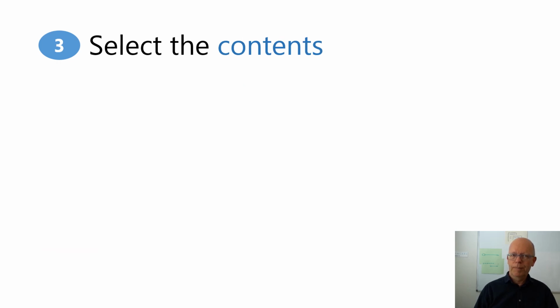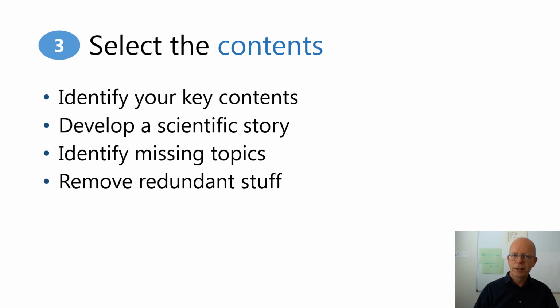When you prepare, you also select the content. So you have to figure out your key content, make this core scientific story, figure out, is there anything I'm missing? For instance, my hypothesis, or should I remove something which now is redundant, but 2 years ago it might have been very important and relevant to include. Is there something I should get rid of?